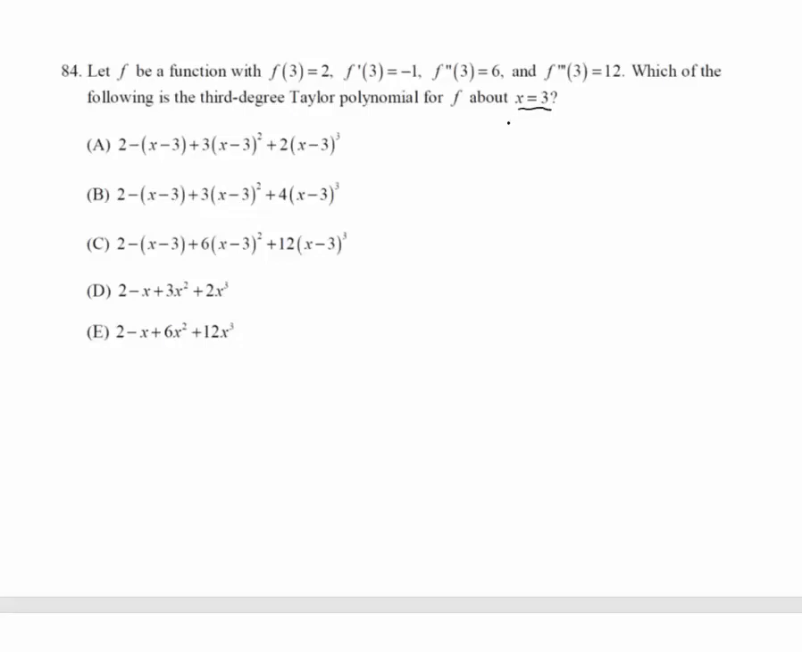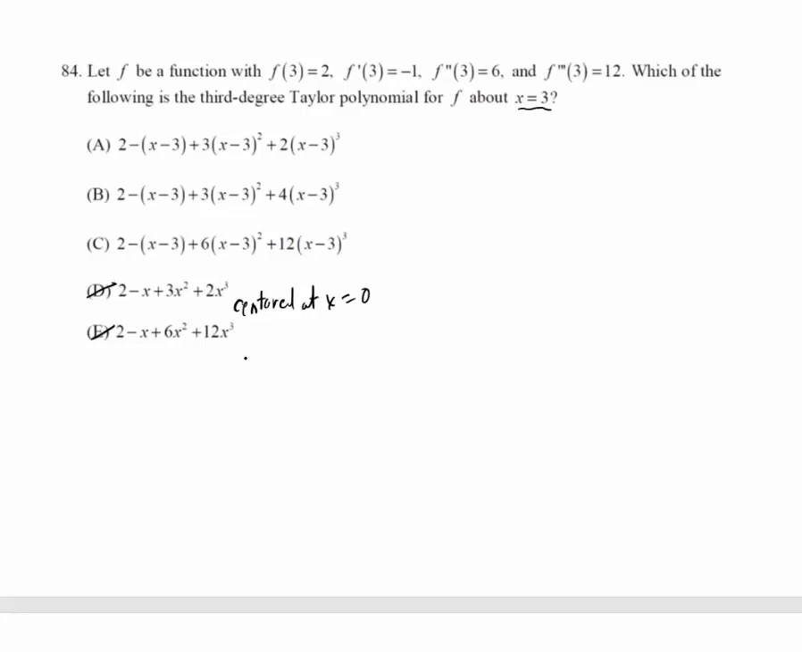So the first thing I would teach you if you were just doing multiple choice is, well, this is centered at 3, this is centered at 3, this one's centered at 3. These ones are not because it's just x. So what are these centered at? And hopefully you know the answer is 0. So these are not correct. So you can eliminate those because these are centered at x equals 0 just by looking at them.